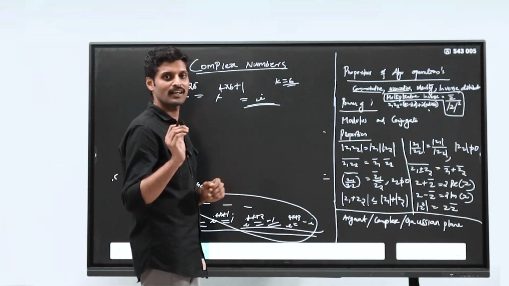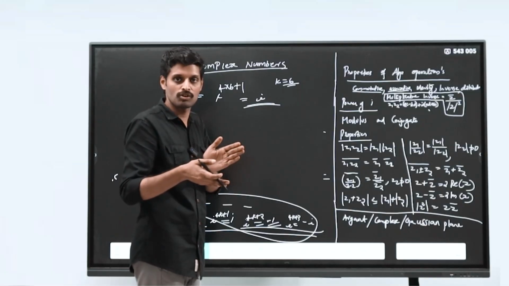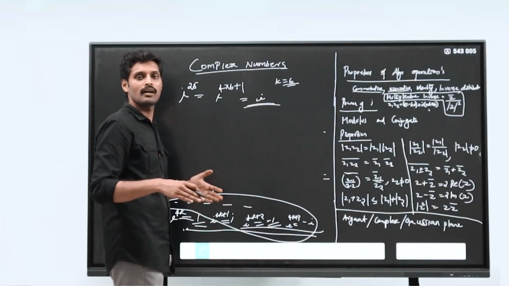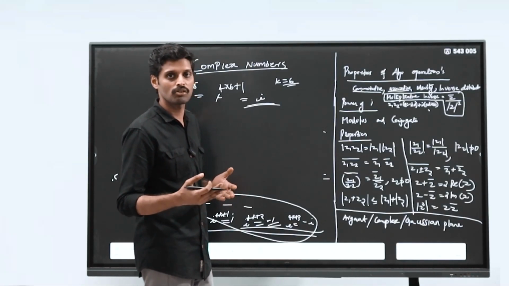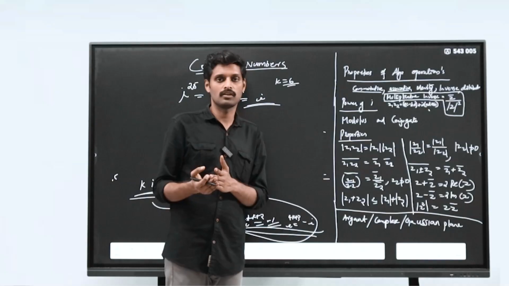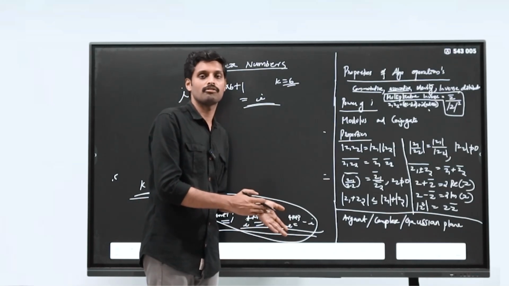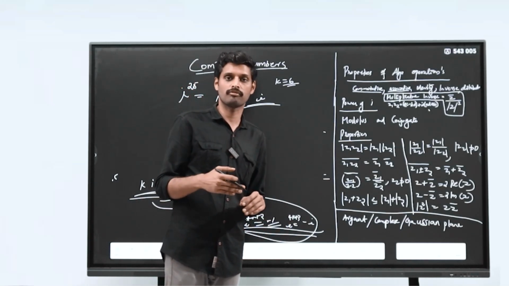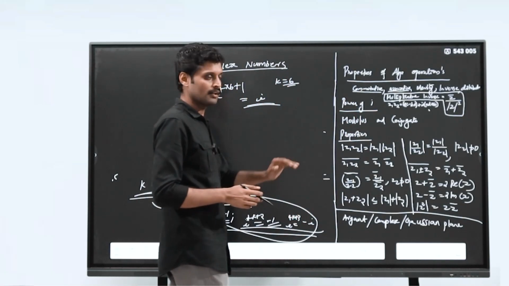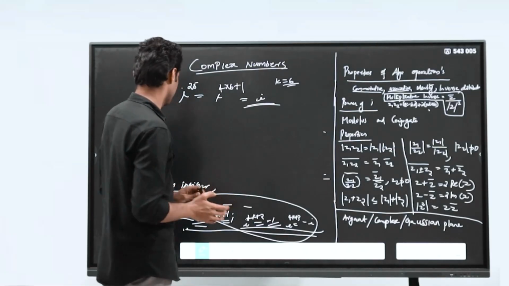Please ensure that you have the idea of how we are deriving the powers of I from I raised to 0 to I raised to 4, and then generalizing in terms of multiples of 4: I raised to 4k, 4k plus 1, 4k plus 2, and 4k plus 3. These formulas are enough for finding the highest powers of I. So that's it for the power of I. Then the next topic is modulus and conjugate of a complex number.